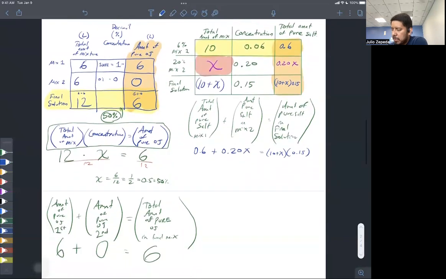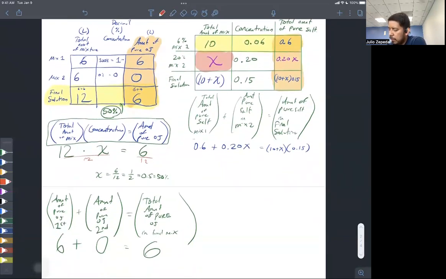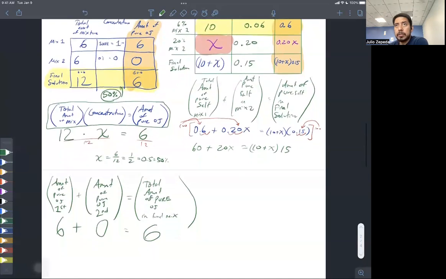And now we can solve this equation here. This was kind of like from day 1, solving equations. We can multiply by 100. That's going to move the decimal place over 2 places in all of these numbers. That gives us 60, 20x, and here's going to give us 15. So 60 plus 20x is equal to 10 plus x times 15. And now we can just solve this for x. We have no decimals. That's nice.